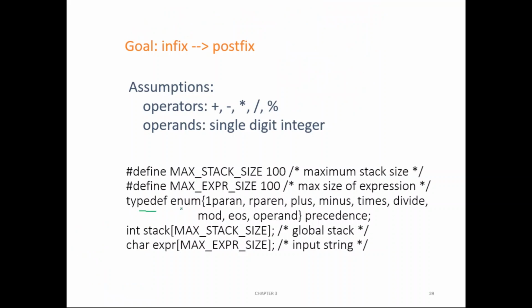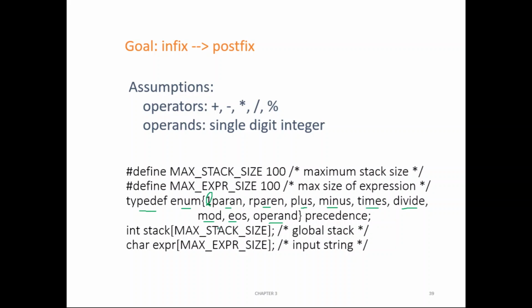Typedef enum contains, this is L, this is not 1. L stands for left parenthesis. So left parenthesis, right parenthesis, these are the names we are giving. Left parenthesis, right parenthesis, plus, minus, times for multiplication, divide, modulo operator, end of string, EOS, or operand. So we decided that our expression will have only these operators: plus, minus, multiplication, division, and modulo.